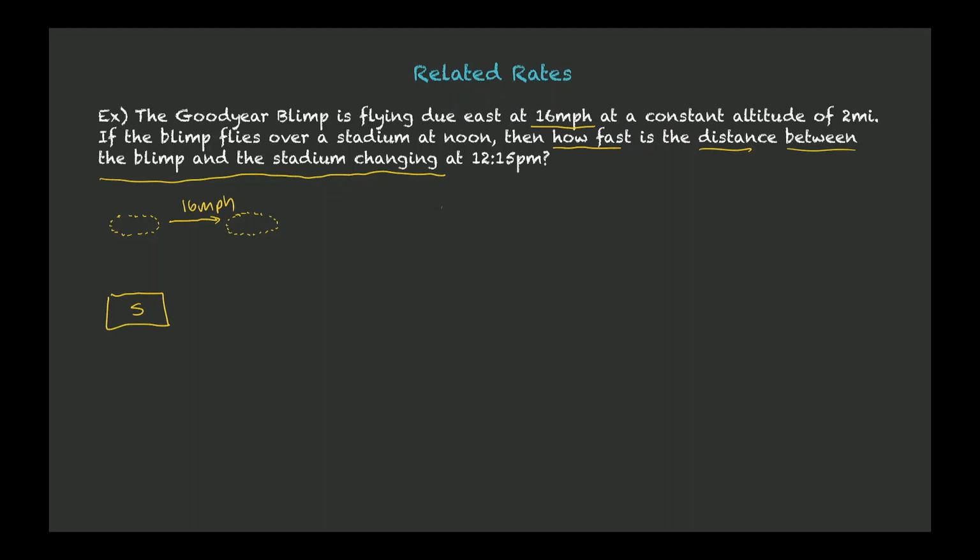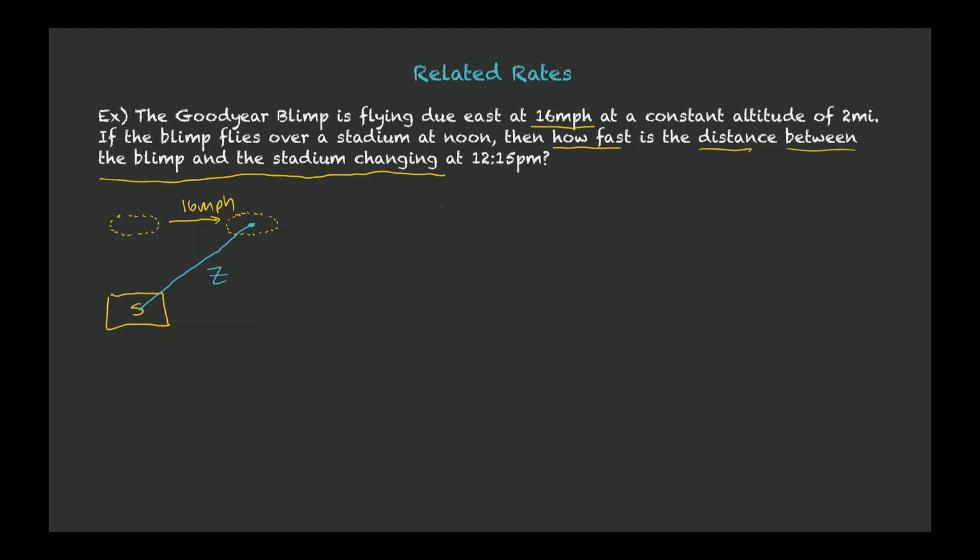Okay, so it's asking about the distance between the blimp and the stadium, and I'm just going to draw a line connecting the blimp and the stadium together. So it's asking about that distance there. Okay, and I can assign a variable right here to the picture. Now typically I don't like to use d's for distance on these types of problems because you'll be taking derivatives, so you'll have things like dd/dt, and it just looks weird and sounds weird when you say it. So I typically assign a z for a distance in a problem like this.